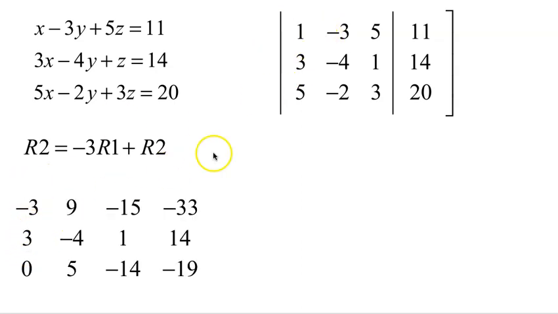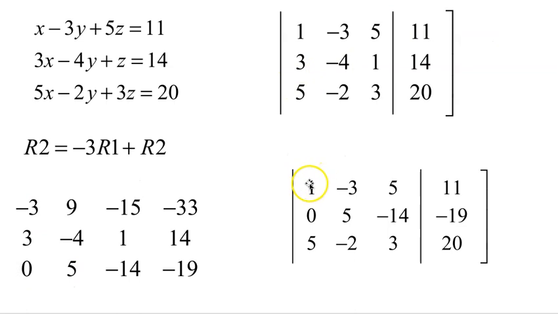Negative 3 times row 1: negative 3, positive 9, negative 15, negative 33. Add that to row 2: 3, negative 4, 1, 14, and we get 0, 5, negative 14, negative 19. So that becomes my new row 2, replacing the old row 2. So I have the 1 in the upper left and the 0 underneath.